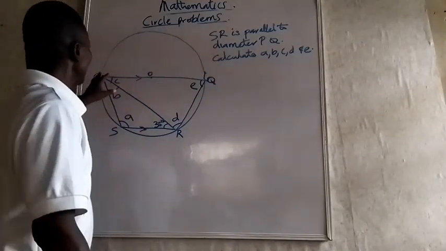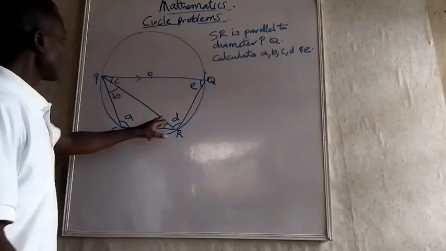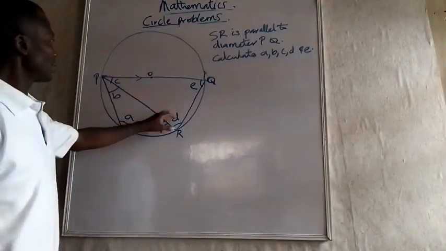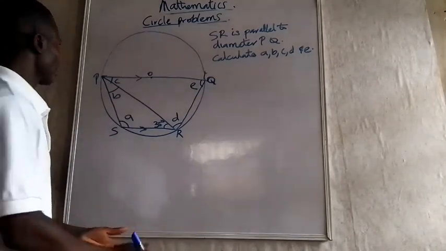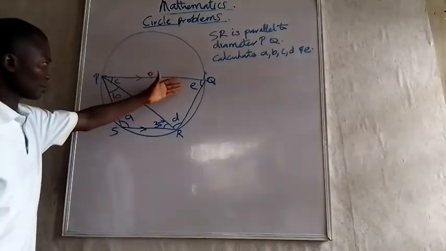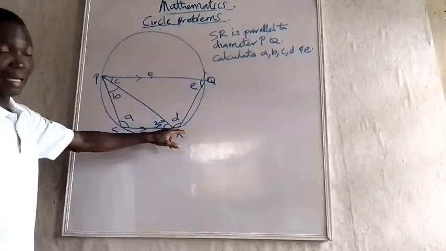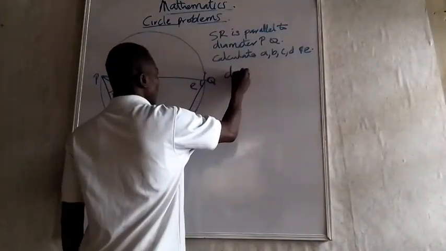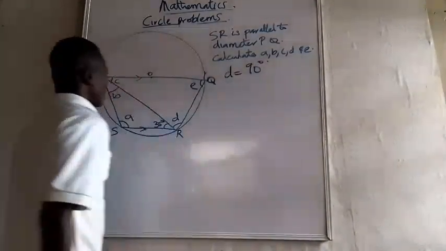And we are told that PQ is diameter and SR is parallel to PQ. We should calculate A, B, C, D, and E. From this, if this is the diameter, we are so sure that the angle at the end of a semicircle in a semicircle is 90 degrees. So D is equal to 90 degrees.